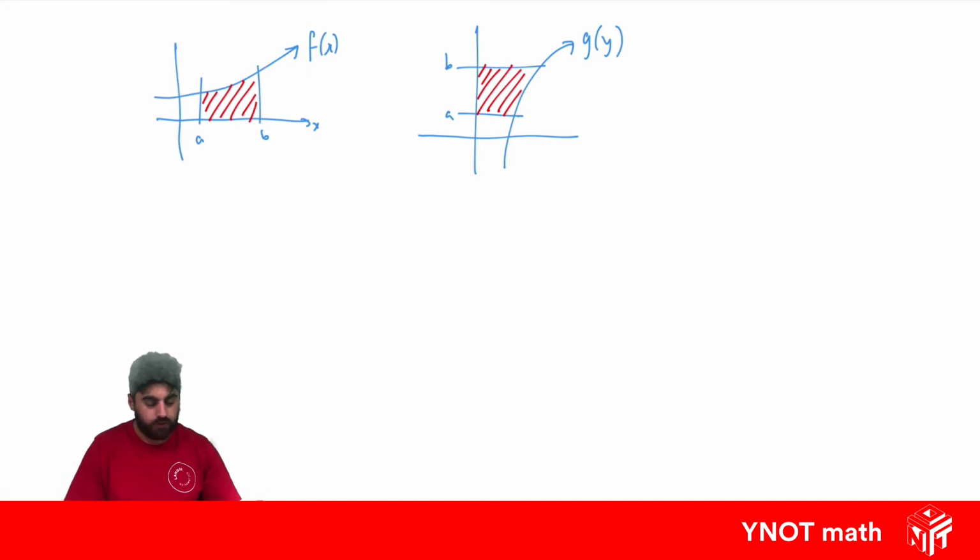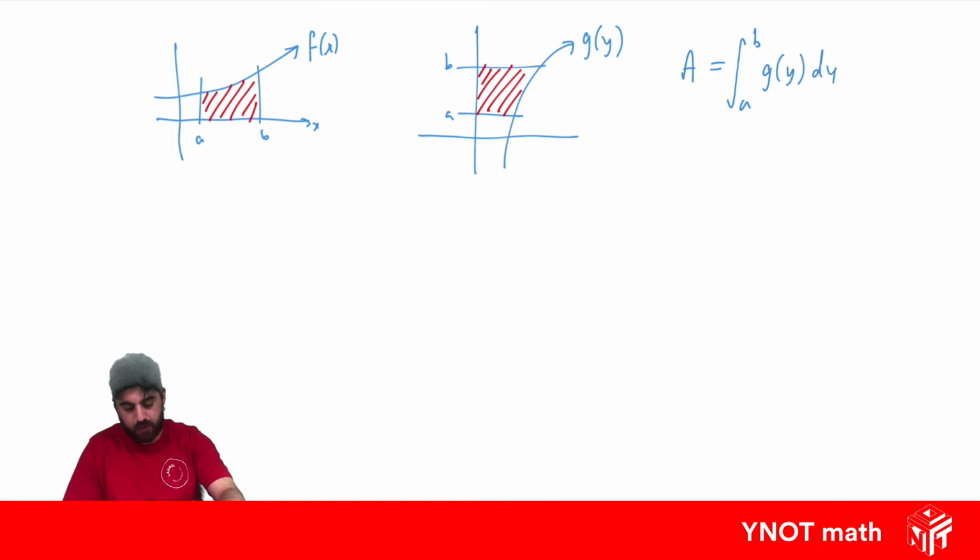Now, hopefully we can remember that area above the x-axis is positive and area below the x-axis is negative. And for area with the y-axis, area on the right of the y-axis is positive and area on the left of the y-axis is negative. And area bound with the y-axis is going to look something like this. So it's going to be the area between a and b of a function in terms of y, dy.